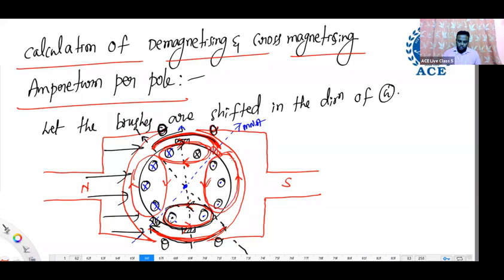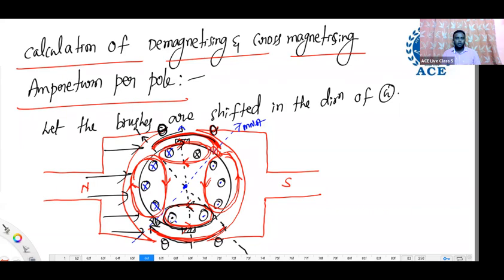Now, the flux lines produced by these 3 conductors are exactly perpendicular to the main flux. This is the main flux, but the armature flux is coming exactly perpendicular to that. That's why we call these conductors cross magnetizing turns, or cross magnetizing conductors. Clear? In the total armature, some turns are causing demagnetizing, and some turns are causing cross magnetizing after shifting the brush.